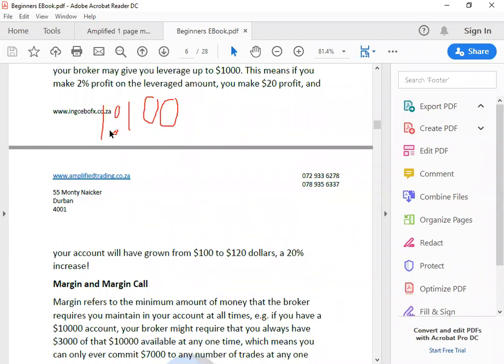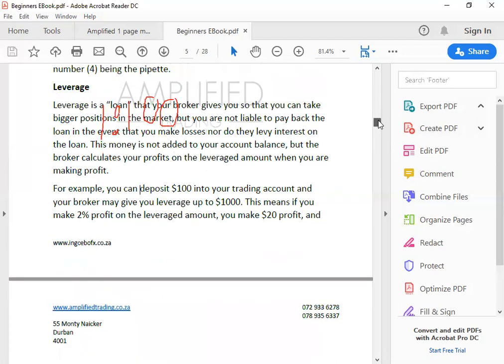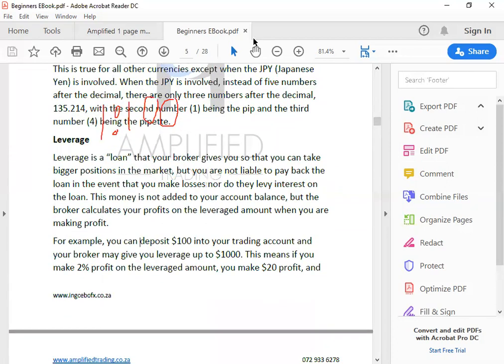All right, so 1:100. In this example, let's say we have a $100 trading account, and we apply a leverage of 1:100. That basically means for each and every single dollar that we deposit into our trading account, the broker will allow us to control as much as another $100 to trade around with.